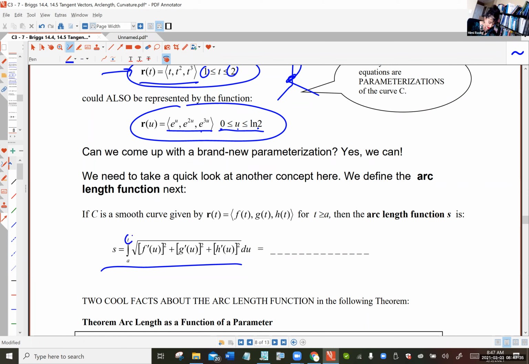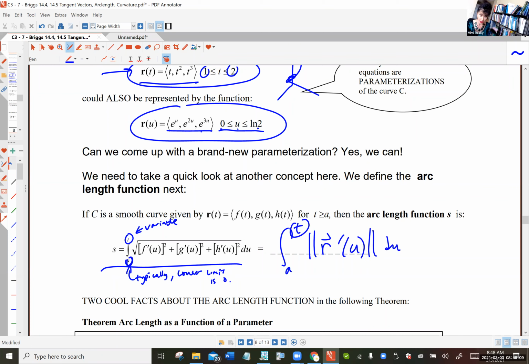True. But notice the limit here is a variable instead of a pure number, and same with this limit, although typically the lower limit is 0. Most of the time you can assume this, but not always. You have to be a little bit careful, because you may not get to say the lower limit is 0. Be careful on a quiz problem. That's a hint. And if I write it as speed, it would look like this, integral from a to t of the magnitude of r prime of u du. Since we already used up the t for the limit, we're using the dummy variable u in the integral.